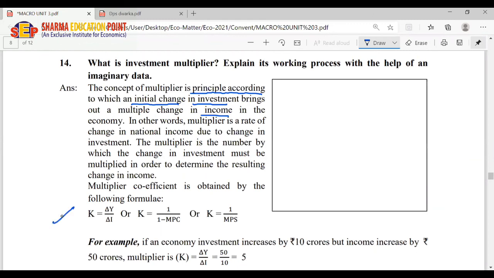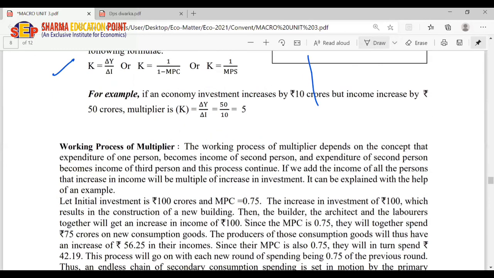So the formula I told you, K equals delta Y upon delta I, or 1 upon 1 minus MPC, or 1 upon MPS. The example I have taken here: if in an economy investment increased by 10, but income increased by 50 crore, so K equals 50 by 10, that means 5. That means income will increase 5 times.